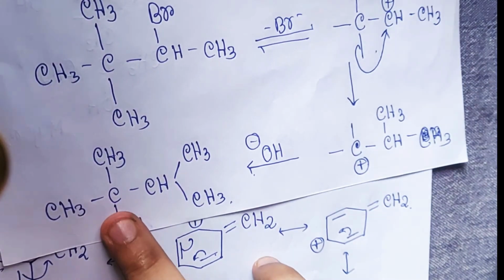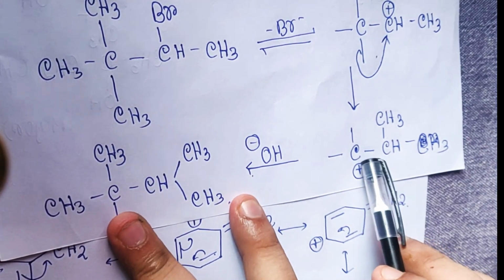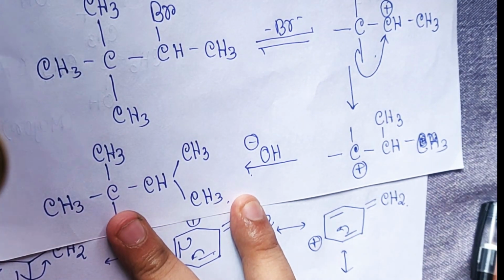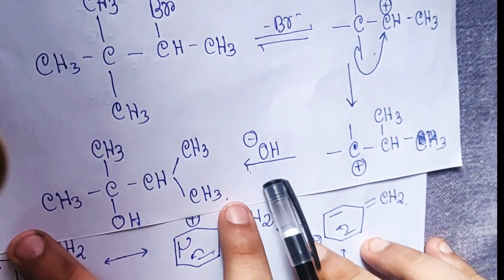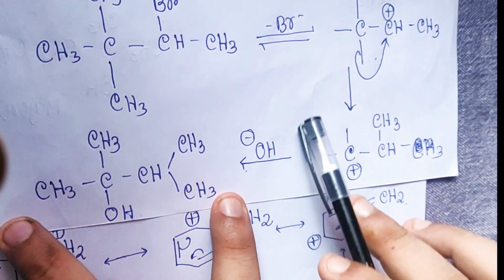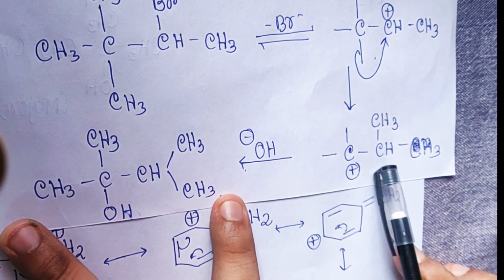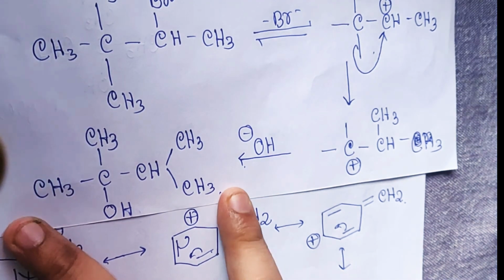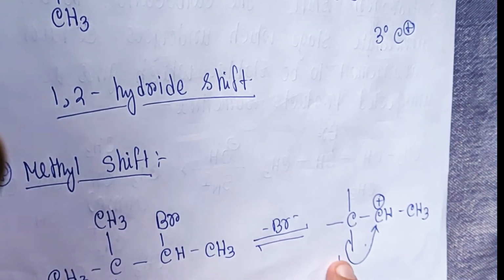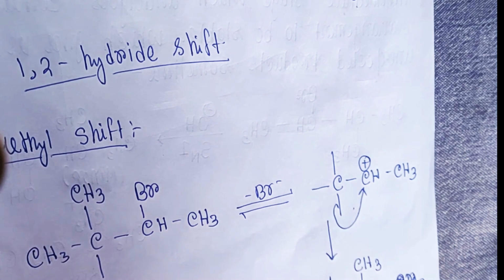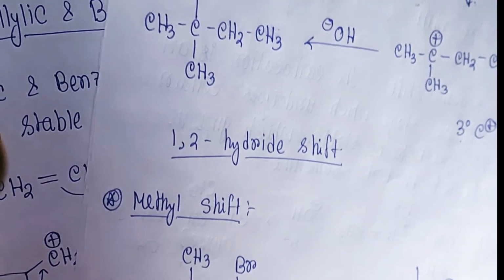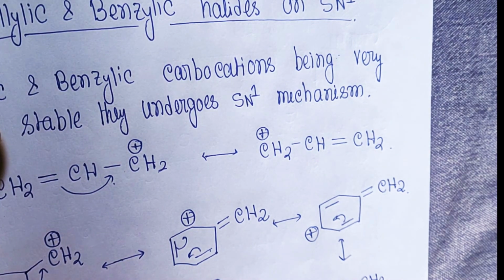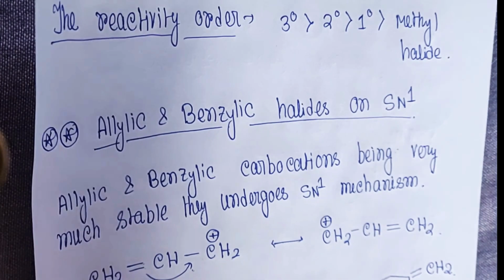So what would happen after that? After getting rearranged, we would get another carbocation which is a 3 degree carbocation, right? Now if this thing reacts with the OH minus in the reaction medium, OH minus would get attracted to it and we would get some products like this. So this product we get via methyl shift. As you can see, there is a methyl group which is getting shifted, right? So these are the two types of rearrangements: methyl shift and hydrogen shift.